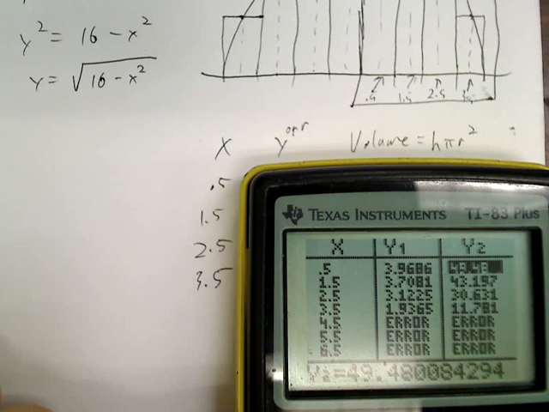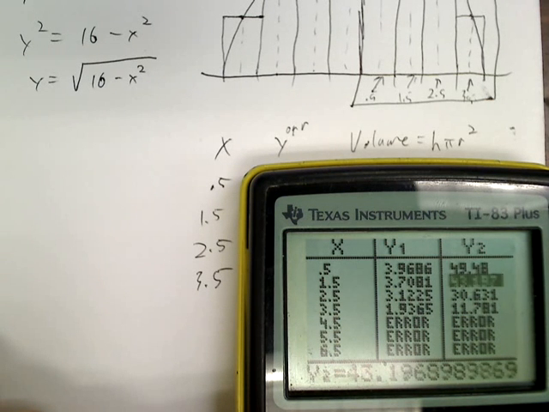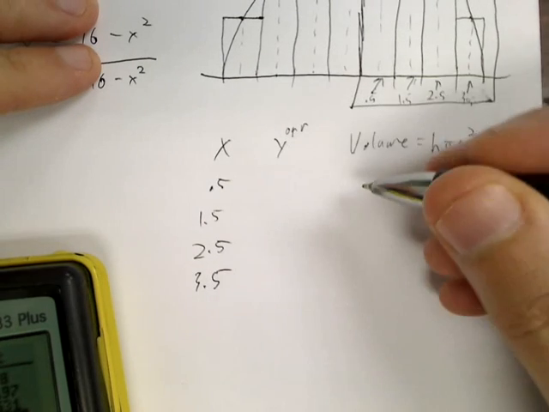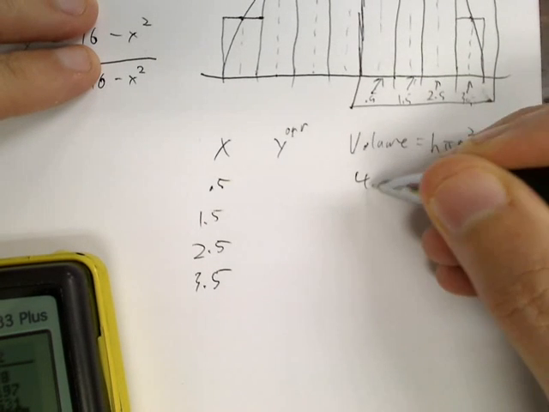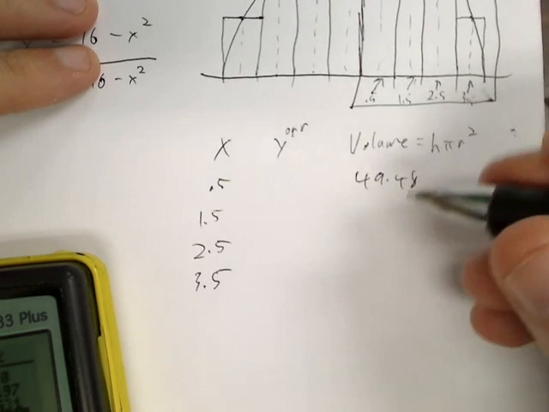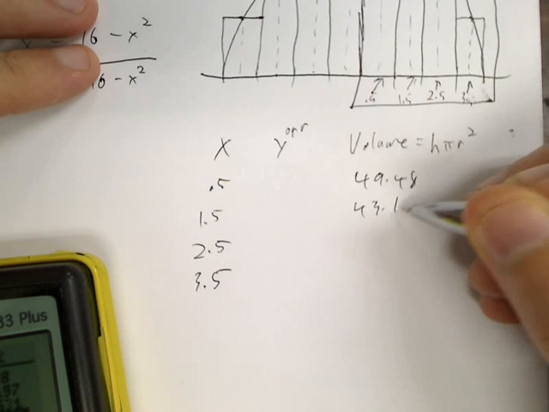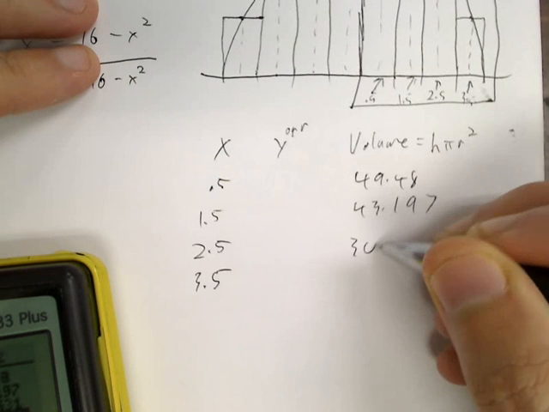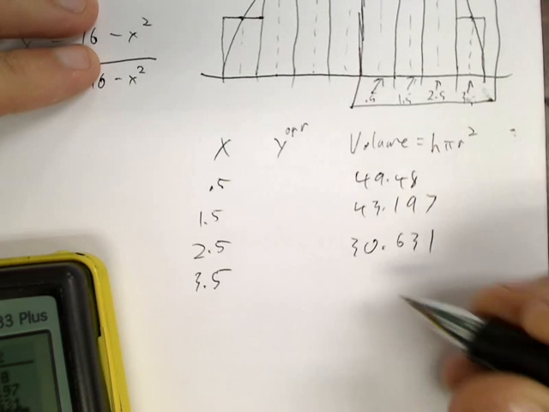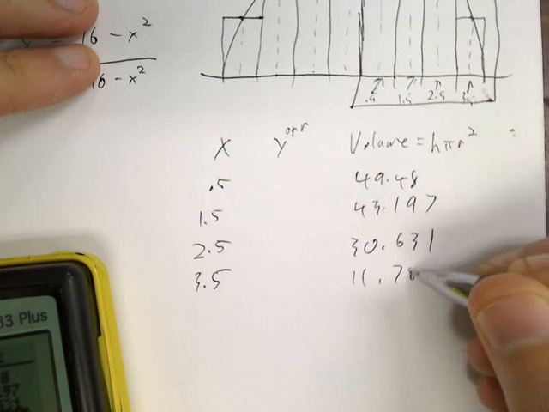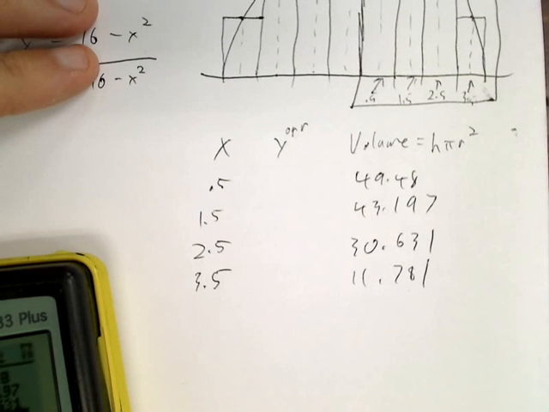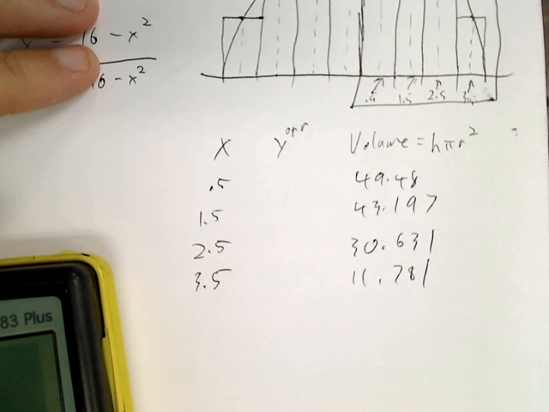Okay, 49.48, 43. So these numbers I'm actually going to write down. I'll need to add them up. So the volume numbers for 0.5 are 49.48, 43.197, 30.631 and 11.781. And there might be some slick way to make a calculator add these up, but I don't know it. So I can do it by hand. It doesn't take too long.